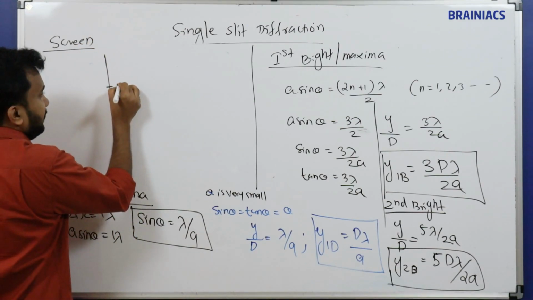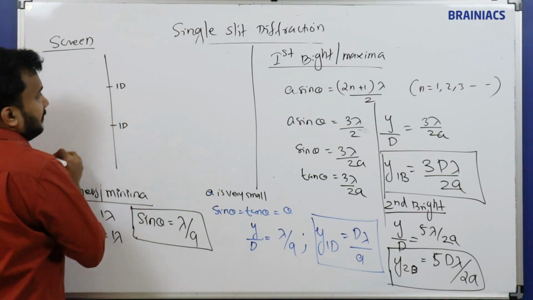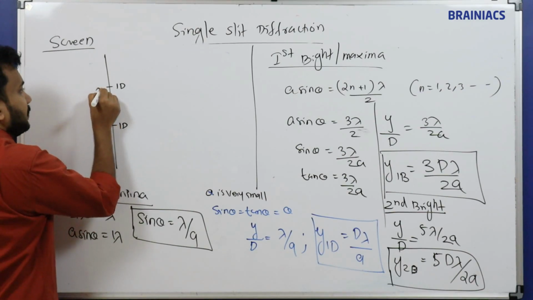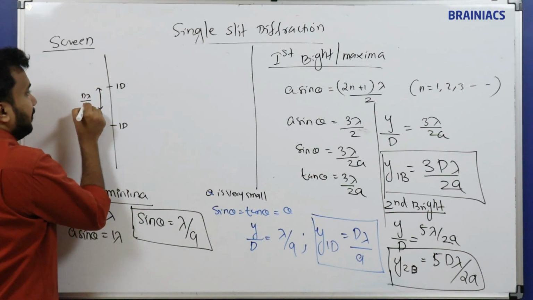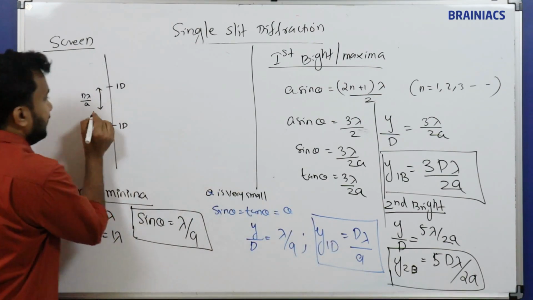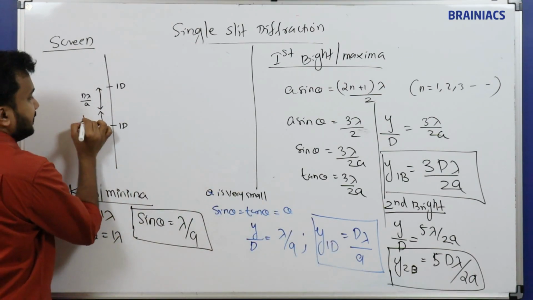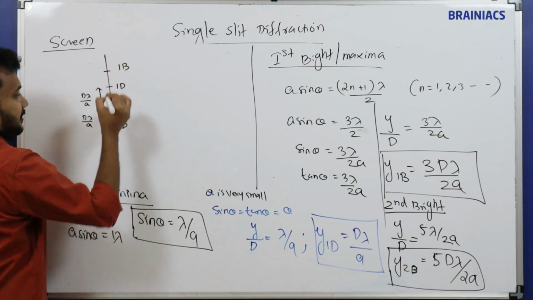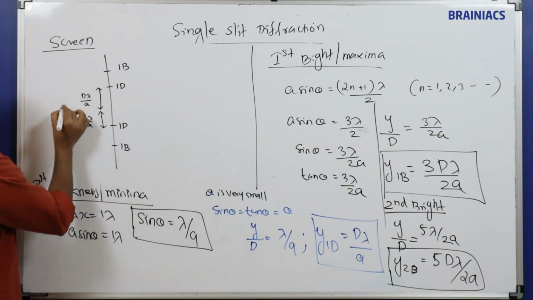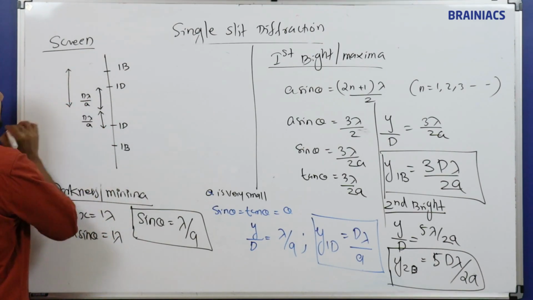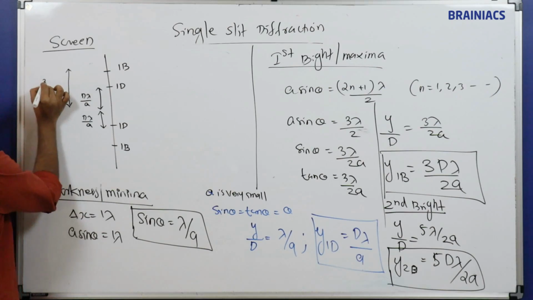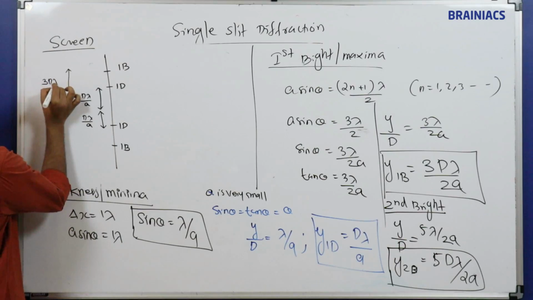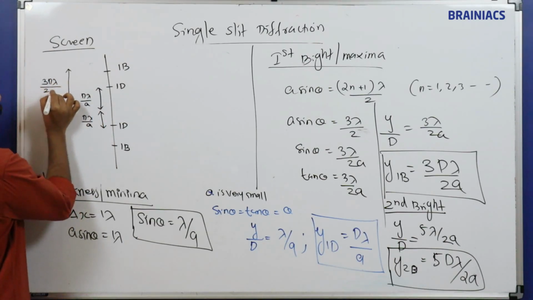So where is the first dark? From the center, how far away? What is this distance here? D lambda by A. Similarly on the other side, D lambda by A. After that, what will come? First bright. The distance of the first bright from the center is how much? It is 3D lambda by 2a.